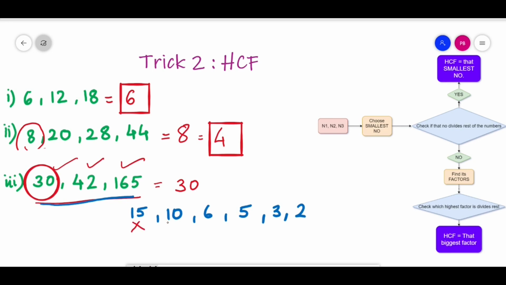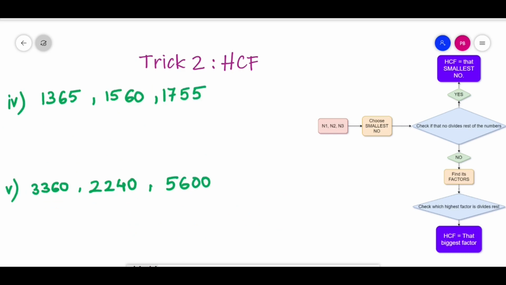So 15 clearly no, 10 you can check the divisibility rule. For a number to be divisible by 10, it must have 0 at the units place. So no 6, no 5, no 42 is not divisible by 5. According to the divisibility rule, for a number to be divided by 5, it must have 0 or 5 at the units place. So no. 3, 30 is divisible by 3, yes. 42 is again divisible. 165 is also divisible by 3.